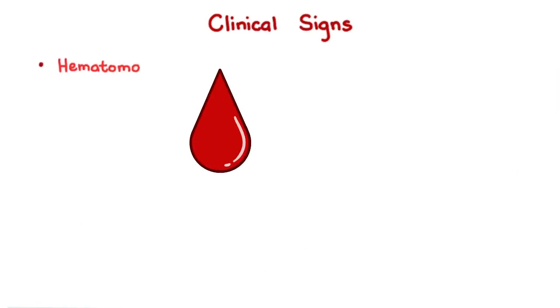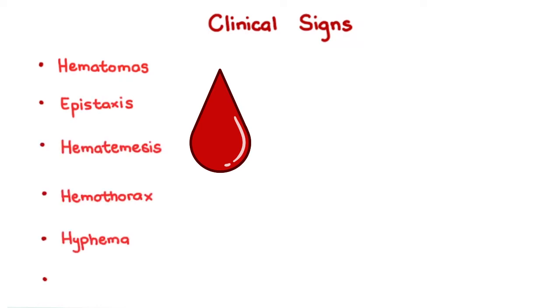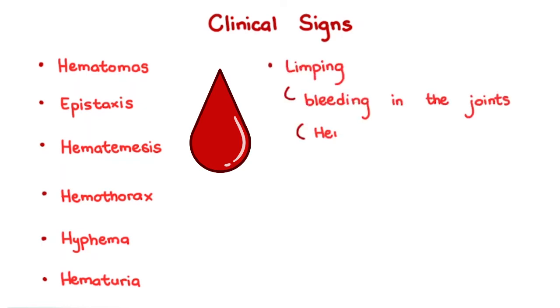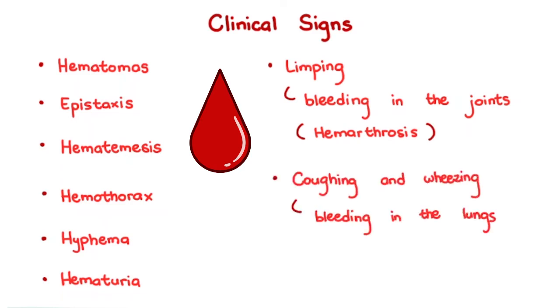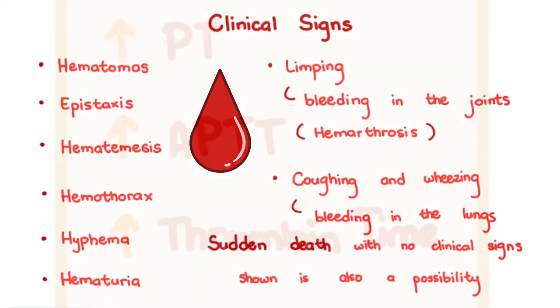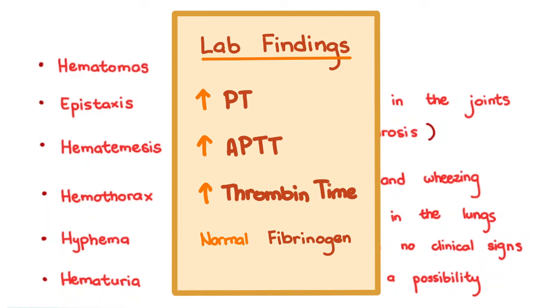Clinical signs are usually related to hemorrhage of some sort, like hematomas, epistaxis, hematemesis, hemothorax, hyphema, and hematuria. There can also be limping due to bleeding in the joints, known as hemarthrosis, or coughing and wheezing because of bleeding in the lungs. Sudden death with no clinical signs shown is also a possibility. Lab findings can show prolonged prothrombin time, activated partial thromboplastin time or thrombin time, in the presence of normal fibrinogen. Because it's fibrin not being made, fibrinogen is not used up.